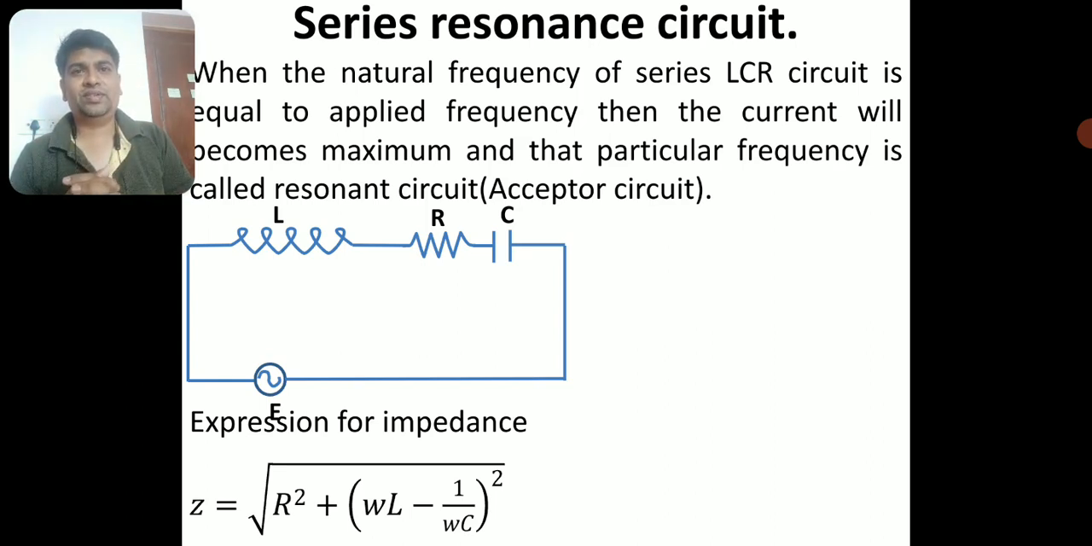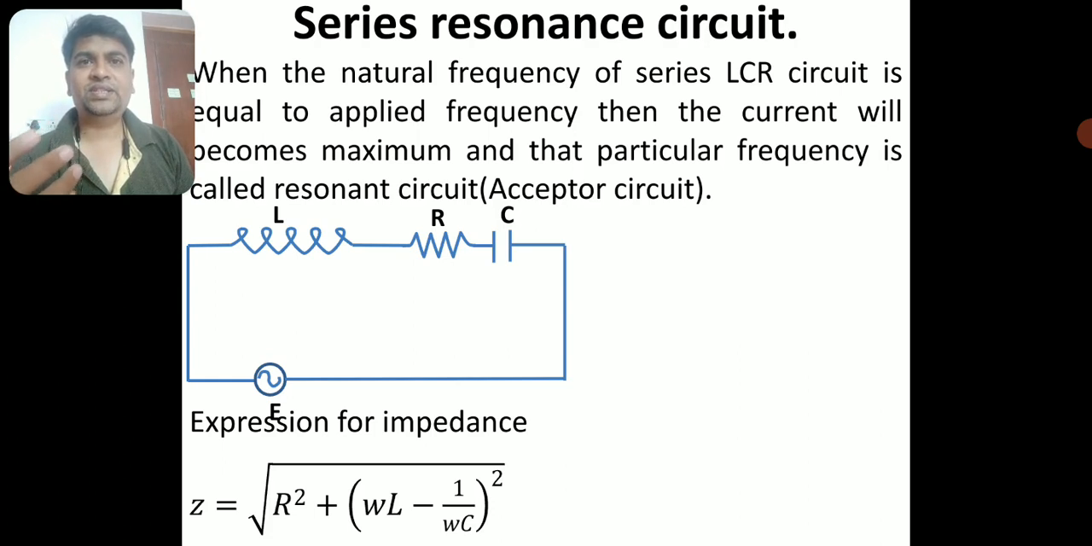Now what is meant by natural frequency? An LCR circuit will have its own natural frequency. If that frequency matches with the applied frequency, meaning the frequency which you are giving with an AC source, you are applying a frequency with a function generator. You are giving some 100 Hz, 200 Hz, 300 Hz frequency with a function generator. Okay, if the applied frequency which I am giving is equal to the natural frequency of the series LCR circuit, then the current in the circuit becomes maximum, and that particular frequency which I am applying is called the resonant frequency.